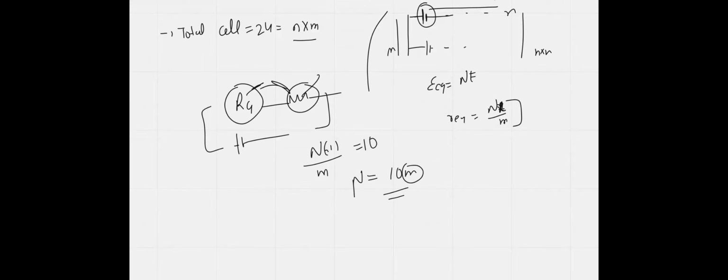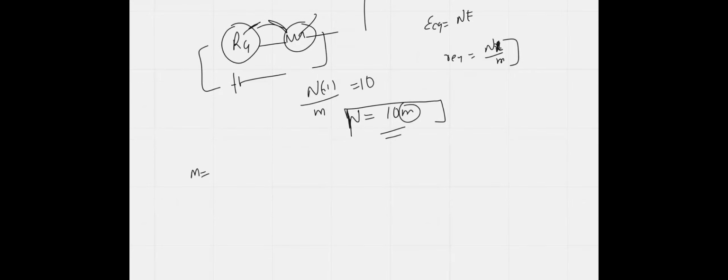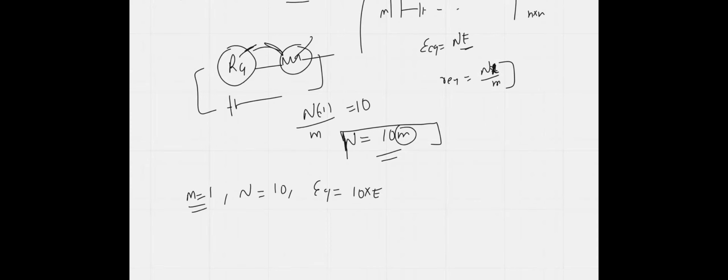I just have this idea, right? So what should I really do? Let's say, Kirtana, if my m is equal to 1, then I will say my n is equal to 10. Then the equivalent resistance will come out as 10 into E, because this is the given condition, right? Okay. So what am I going to get in that case?